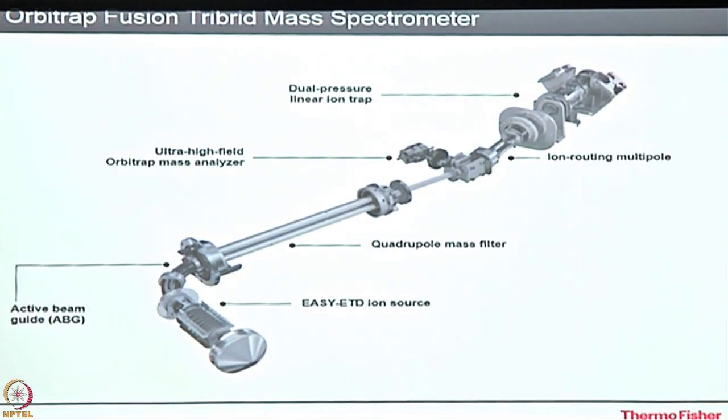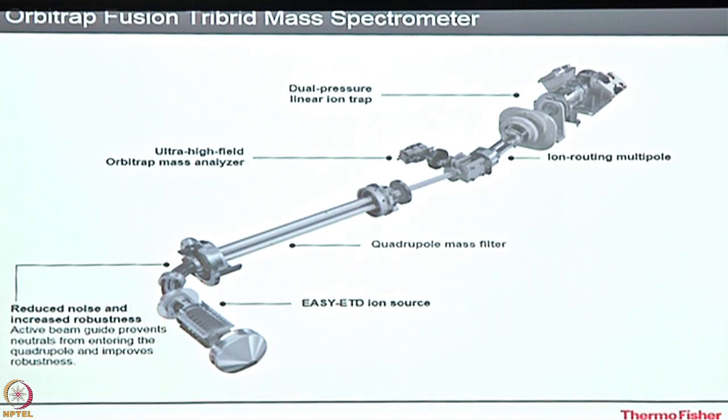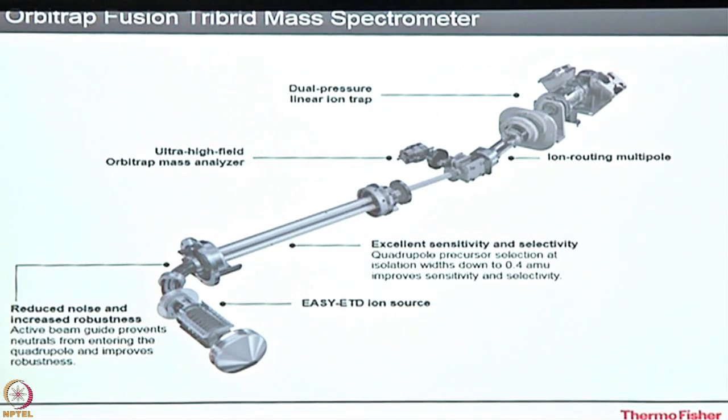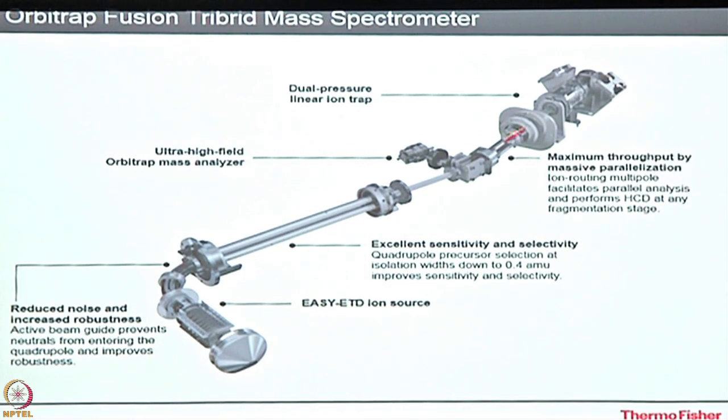Now come to the schematic diagram of Orbitrap Fusion. Orbitrap Fusion, as I told, is a tribrid instrument. It has a quadrupole, it has an ion trap, and it has an Orbitrap. Ions are inserted from here. They get filtered in the quadrupole first. Then they come to the ion routing multipole, where the ions are stored, and it tells them where to go, because you have 2 detectors, the ion trap and the Orbitrap. So from here either they go to the ion trap or to the Orbitrap.